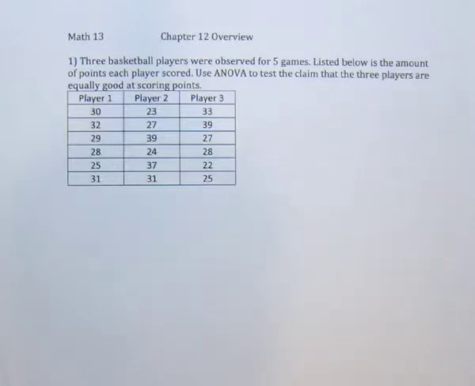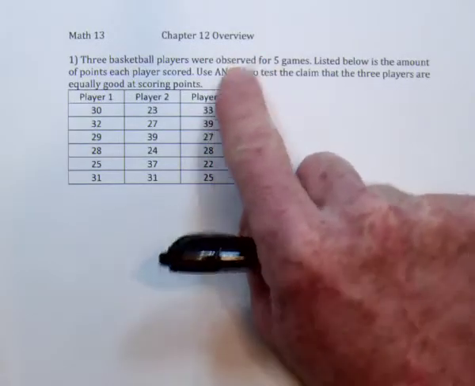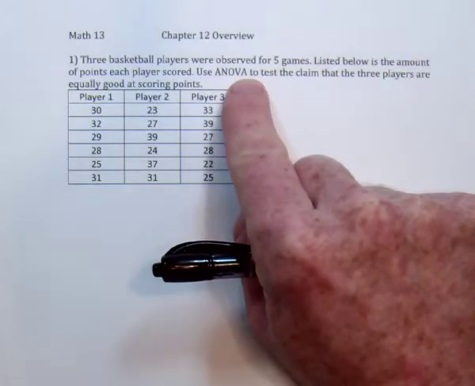Well, we finally made it. Here it is, Chapter 12, the last chapter in Math 13 online class. So in this chapter, there's one main idea, and that is ANOVA. ANOVA stands for the analysis of the variance. Variance is the standard deviation squared.